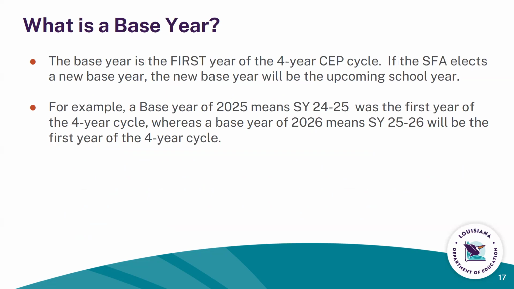So what is a base year? The base year is the first year of the four-year CEP cycle. If the SFA reestablished, the base year will be the upcoming school year. For example, a base year of 2025 means school year 24-25 was the first year of the four-year cycle, whereas a base year of 2026 means school year 25-26 will be the first year of the four-year cycle.